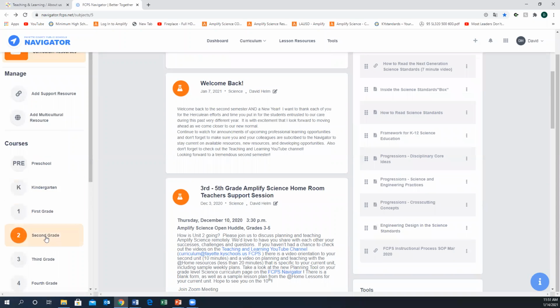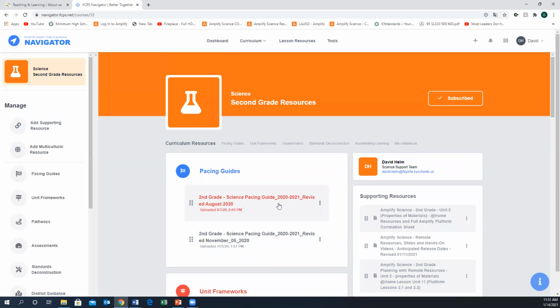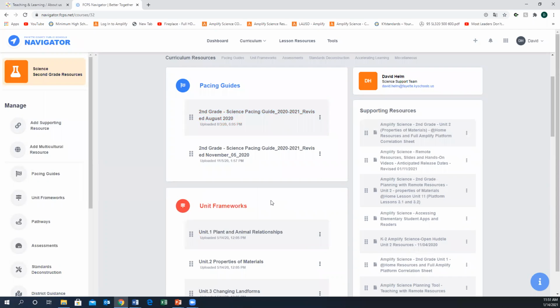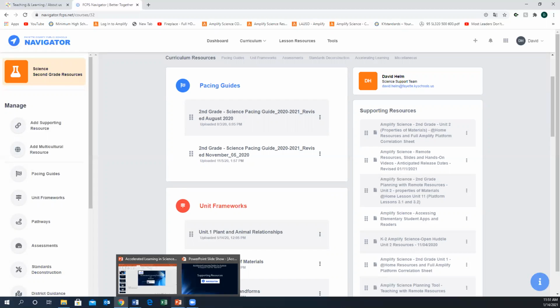If you go to a grade level specific page, then you'll see supporting resources that are specific to that grade level or course. In this case, we're looking at 2nd grade. So you'll notice all these supporting resources are designed to support our 2nd grade folks.